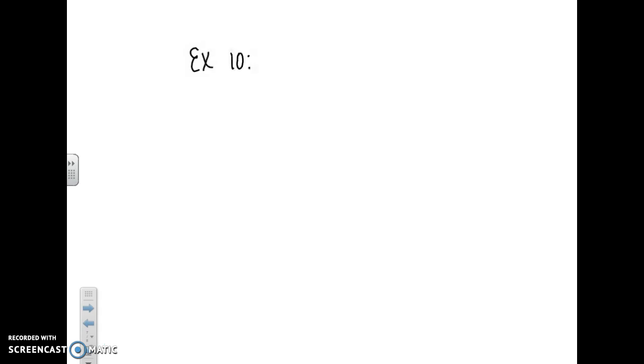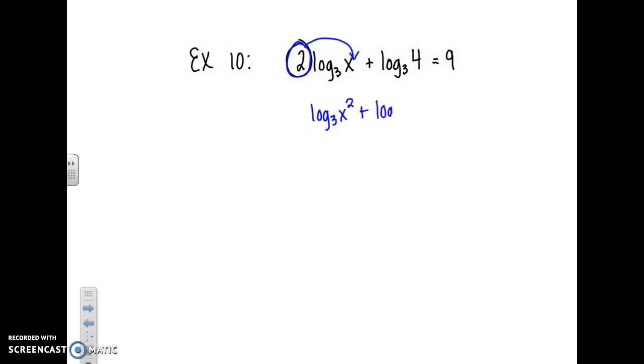Sometimes we'll have equations like this. 2 log base 3 of x plus log base 3 of 4 equals 9. So in this case, we do want to combine our logarithms. We need to pull this 2 in as an exponent, so that will be log base 3 of x squared plus log base 3 of 4 equals 9.